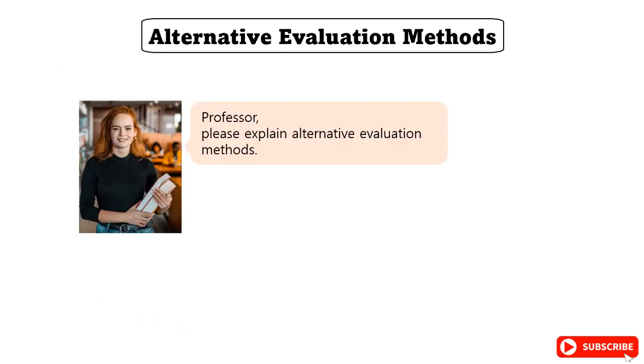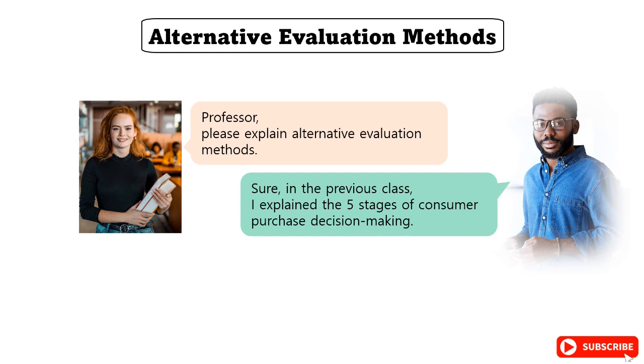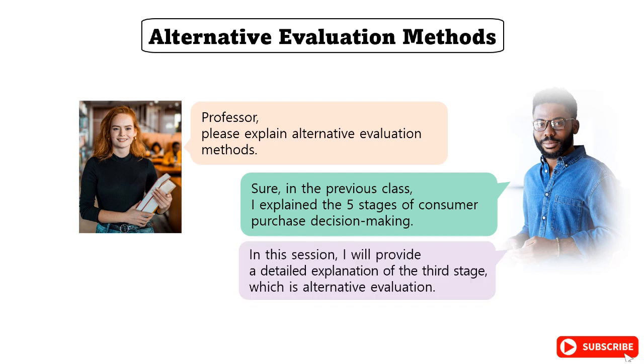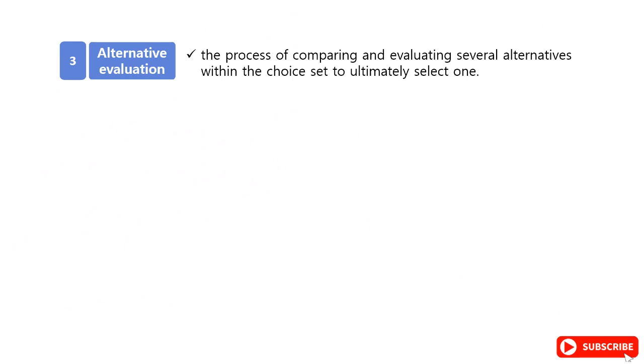Professor, please explain alternative evaluation methods. Sure, in the previous class, I explained the 5 stages of consumer purchase decision-making. In this session, I will provide a detailed explanation of the 3rd stage, which is alternative evaluation. Alternative evaluation refers to the process of comparing and evaluating several alternatives within the choice set to ultimately select one.